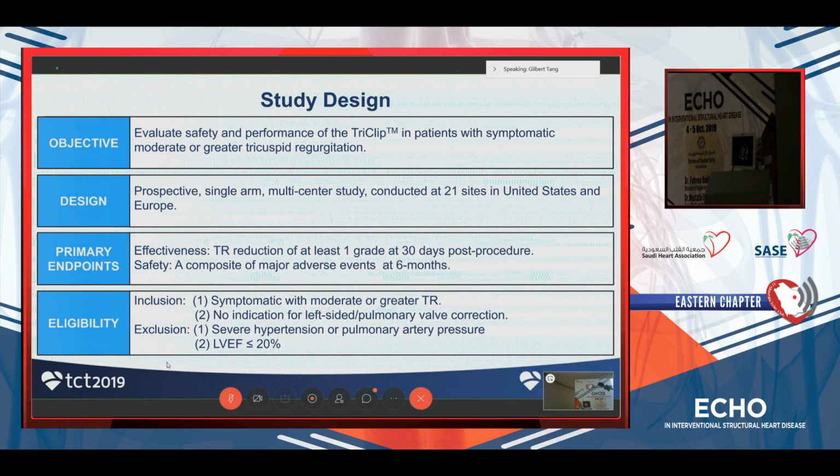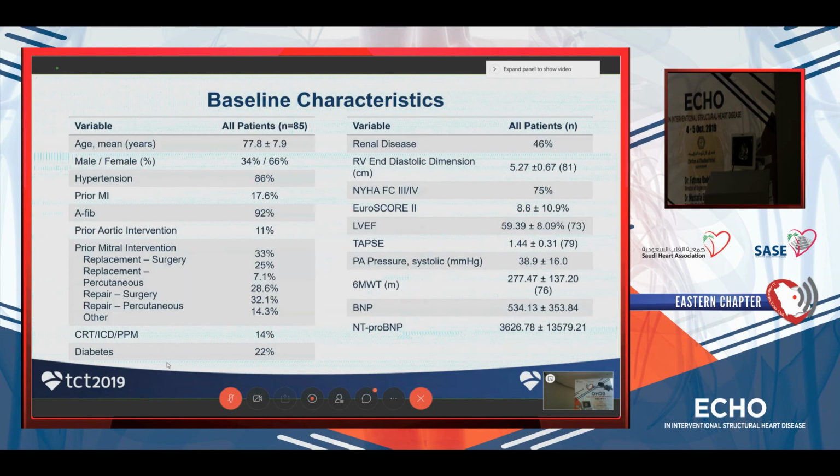You can see these are the 85 patients that were enrolled. A majority of them are female. They're relatively young at 77 years old. Most of them have AFib and previous mitral intervention. 14% have some kind of right ventricular lead. And they have a pretty large end-diastolic dimension and very high TAPSE.